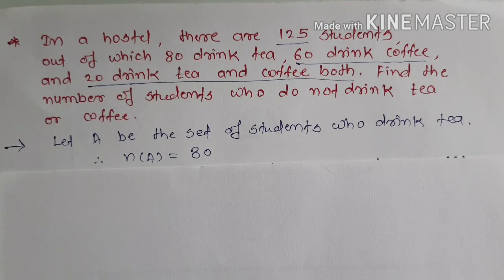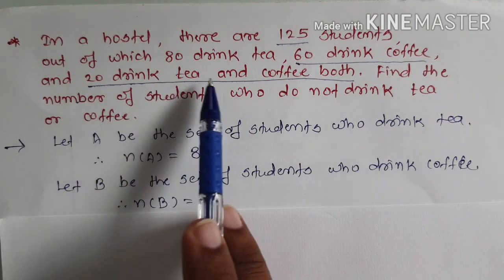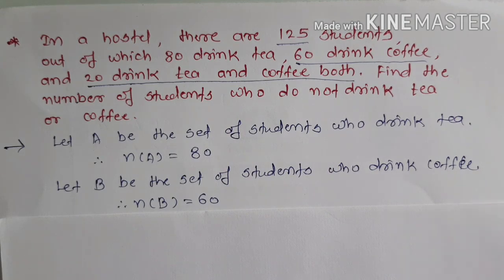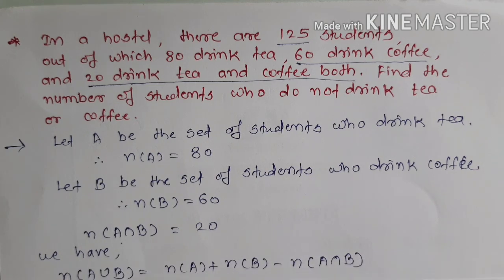Let us give name B to the other set. So let B be the set of students who drink coffee. So there are 60 students who drink coffee, so n of B is equal to 60. And now there are 20 students who drink tea and coffee both. That means 20 students are common for both these two sets. That means they must be included in the intersection, n of A intersection B will be equal to 20. Now we have the relationship between n of A union B, n of A, n of B, and n of A intersection B. That is n of A union B is equal to n of A plus n of B minus n of A intersection B.